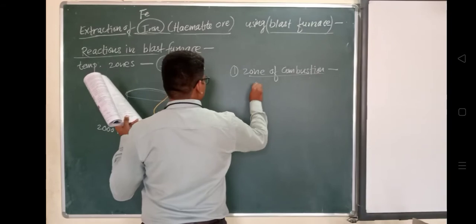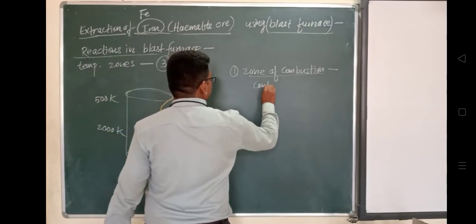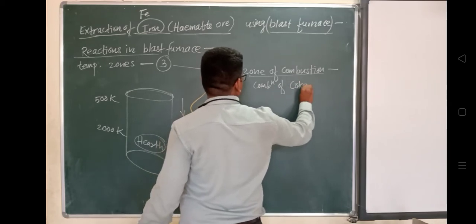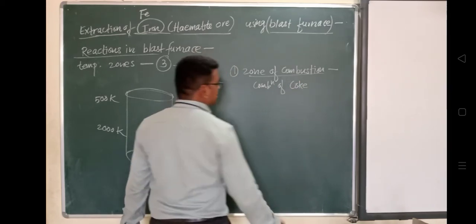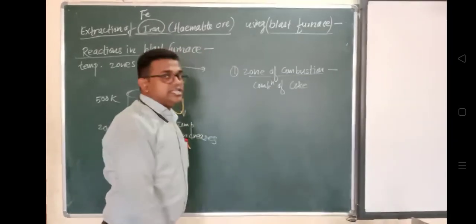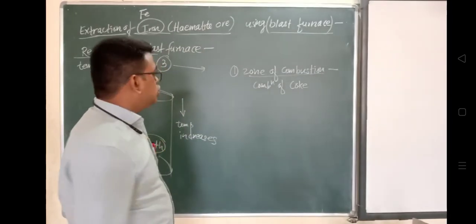कौन सा fuel है यहाँ पे? Coke use कर रहे हैं हम लोग इस blast furnace में, which will burn in presence of oxygen. And the second one is the zone of reduction. So this Fe2O3 will get reduced, and it will get reduced to metallic iron, by the presence of this limestone.